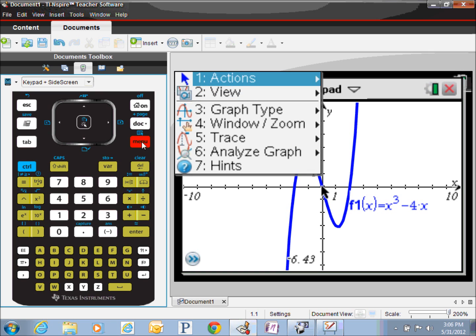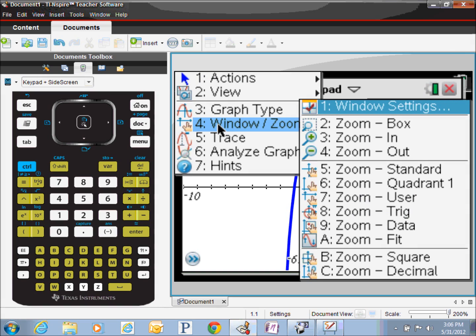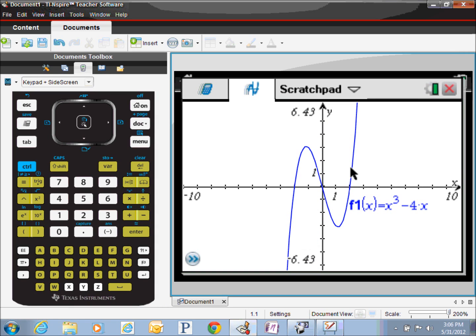Oh, one thing to think about, make sure everybody's looking at the same window. So I hit the menu button, window zoom is number 4, and let's hit zoom standard so everybody sees the same window that I do. -10 to 10 for x's, -6.43 to 6.43 for y's. Everybody's looking at the same thing. So 3 x-intercepts. Here's a fast way to go find them.